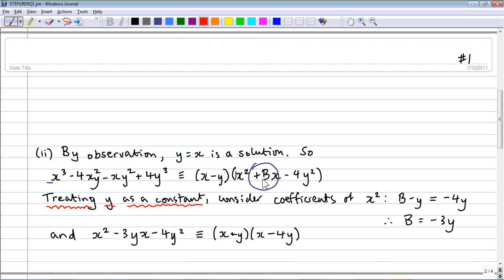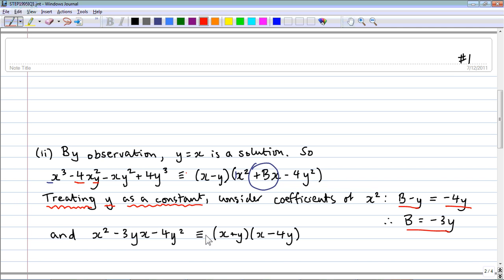We already know 2 of the terms. Let's call the coefficient of x b, noting of course that b will be in terms of y, because y is being held constant here. And we use the method of equating coefficients. If I look at the coefficient of x squared on both sides of this identity, I have minus 4 times y on the left, and on the right I have b plus b minus y. So b minus y must be the same as minus 4y, so b is minus 3y. So then we have the quadratic factor x squared minus 3yx minus 4y squared.